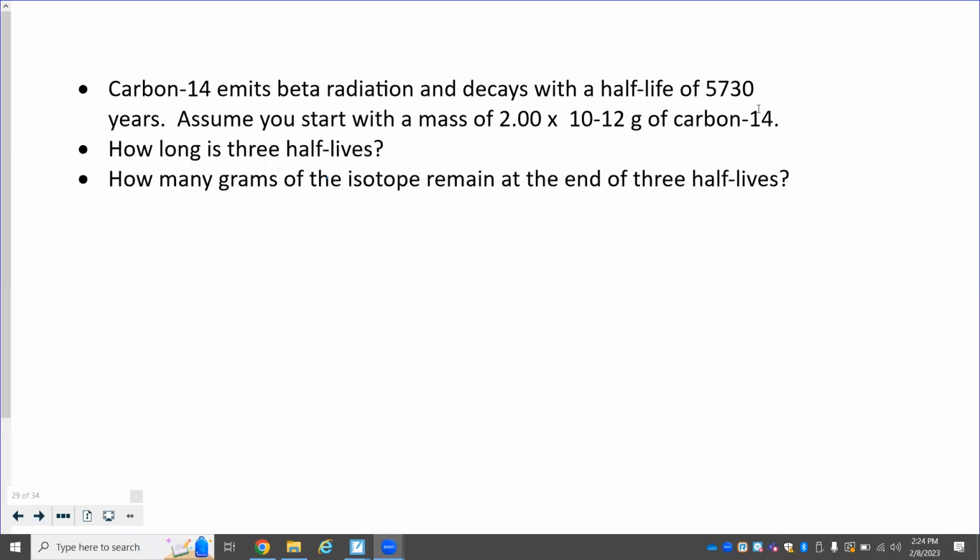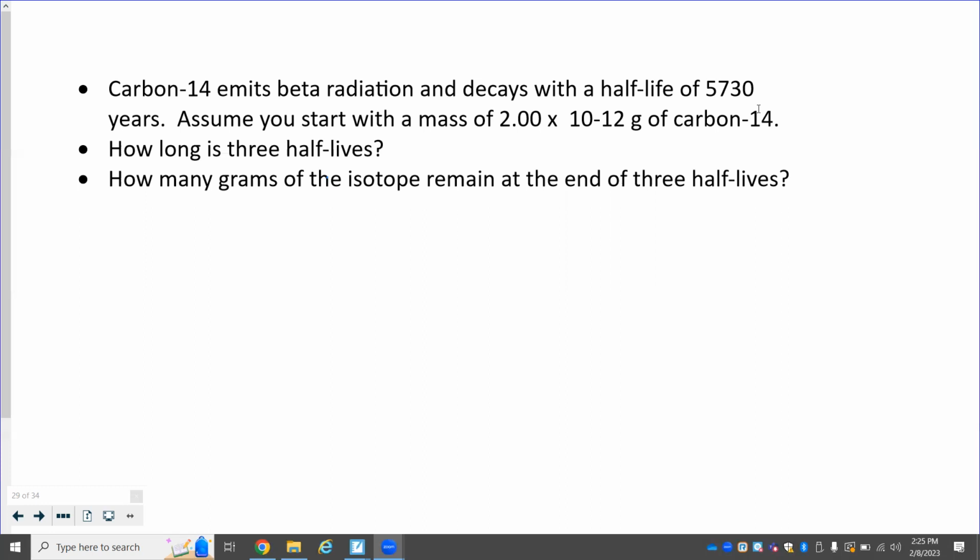All right, let's look at some other half-life problems that we may come across. Here it says we have carbon-14 that emits beta radiation, decays with a half-life of 5,730 years. Assume we start with a mass of 2.0 times 10 to the negative 12th grams of carbon-14. How long will 3 half-lives be? And how many grams of the isotope remain at the end of 3 half-lives?